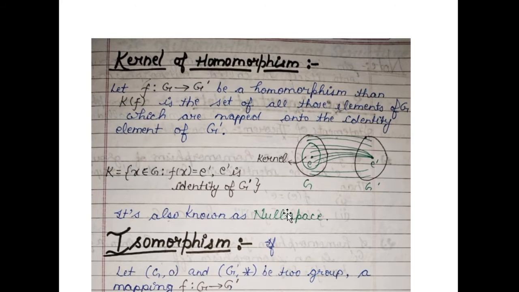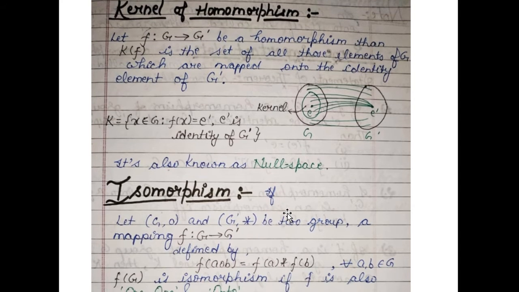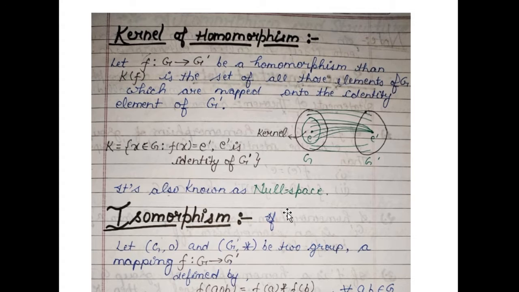So I have discussed some examples of homomorphism. Now, a very important part of homomorphism mapping is the kernel of homomorphism. If f from G to G' is a homomorphism mapping, then the kernel of f, denoted by K_f, is defined as the set of all those elements of G, or domain, which are mapped onto the identity element of range. If e is the identity element in G and e' is the identity element in G', then the set of all those elements which are mapped onto the identity element of G', that is range, is called the kernel of homomorphism.